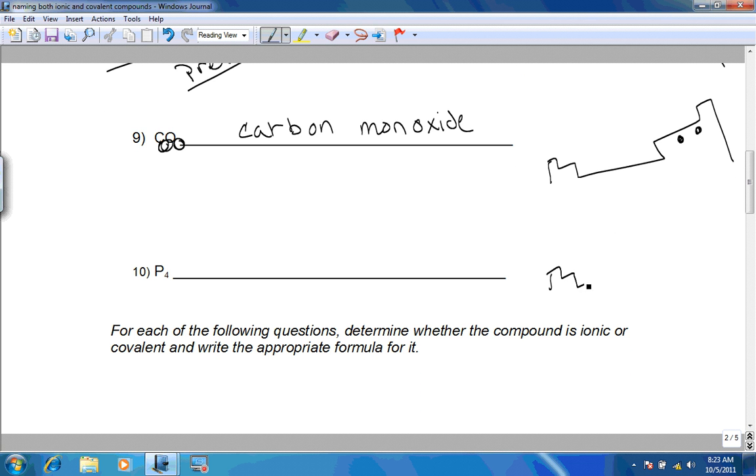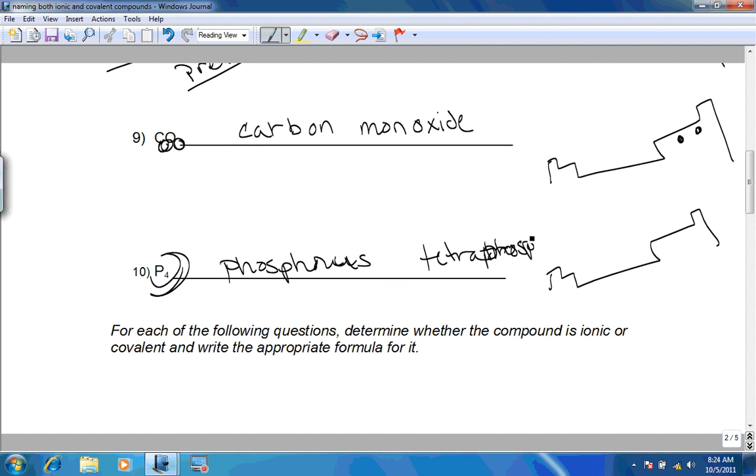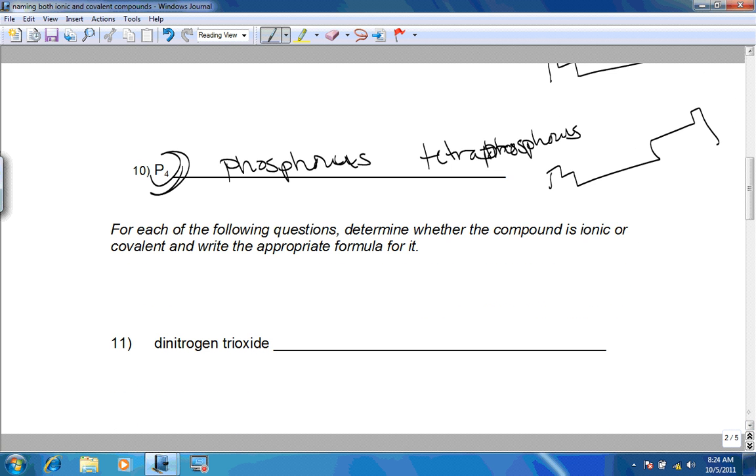Alright, and the last one. Technically, P4 is just simply phosphorus, because in nature, you'll find phosphorus as P4, not just P. However, if you put tetraphosphorus, I would have been okay with that as well. Alright, and that is 1 through 10 for this worksheet, and we will reverse the process for 11 through 20 on the next video.